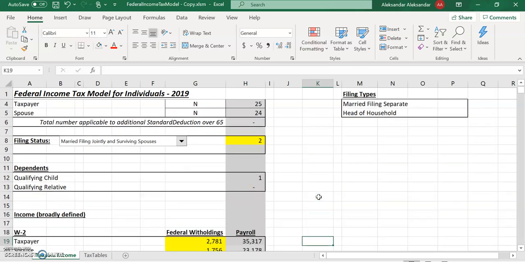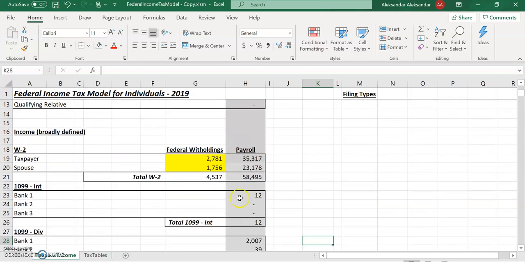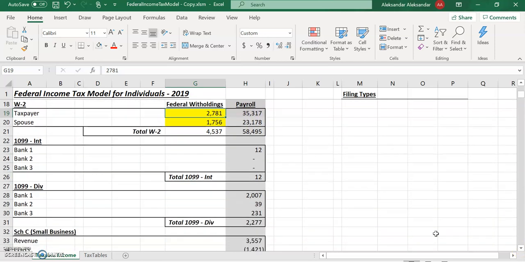So once you have this data in your model, you have to calculate your income. For the most part, most of us work on W2, they're employees, and in January we are given a W2 form that will show the total payroll for the year and the federal withholdings. So we can sum these numbers.